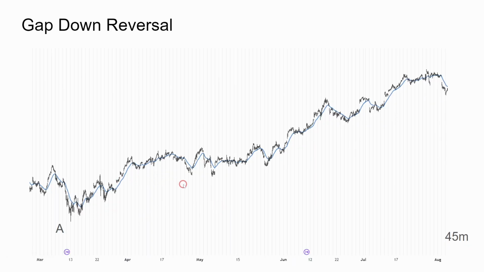This is that same chart zoomed out from the 13th of March to August, which is around today. You can see how long we've been in a bull trend after this huge gap down, high volume, and reversal.